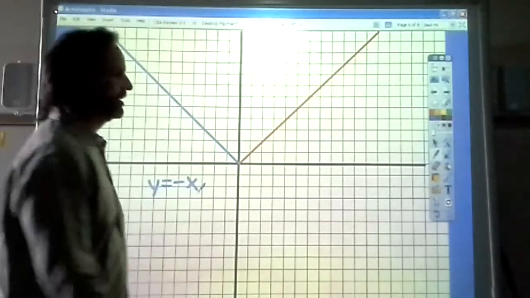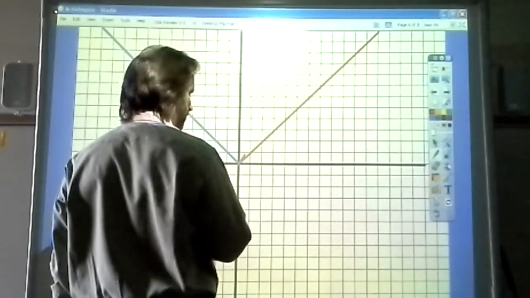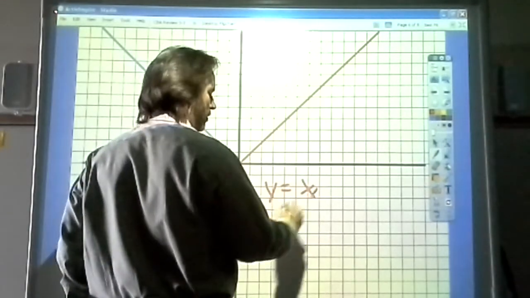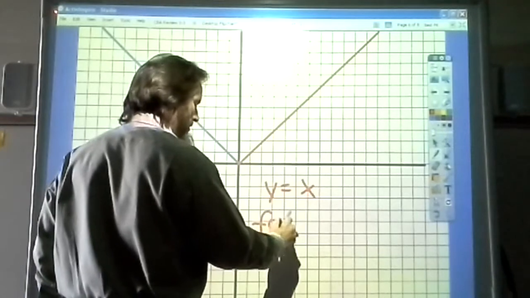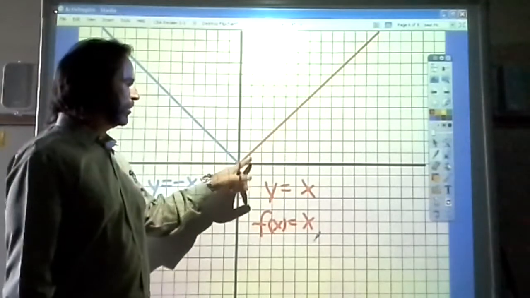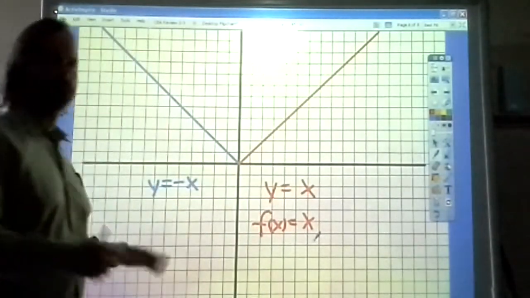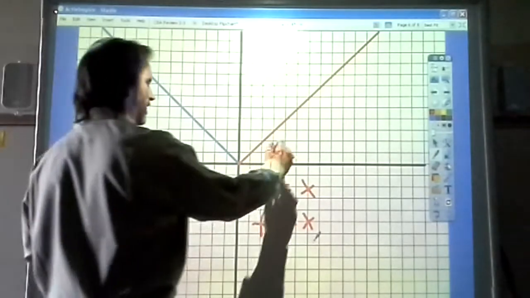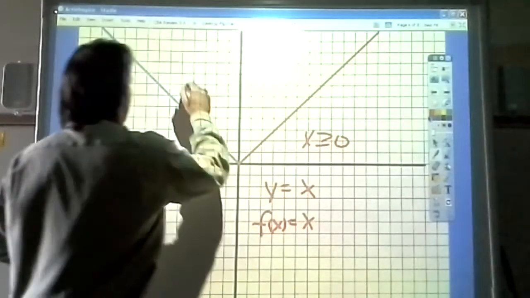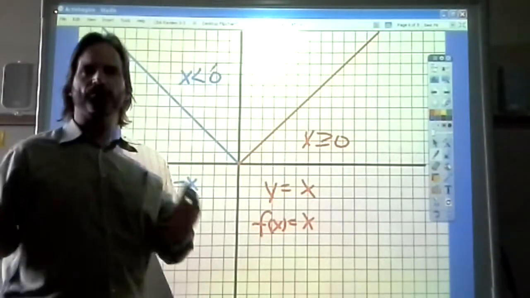Simple. And then over here in red, that 0 should go there. I've got y equals, or f of x equals x. X is 1, y is 1, and I've got this line here for the second domain. So this is x being greater than or equal to 0, and this part is x less than 0. So that's a piecewise function.